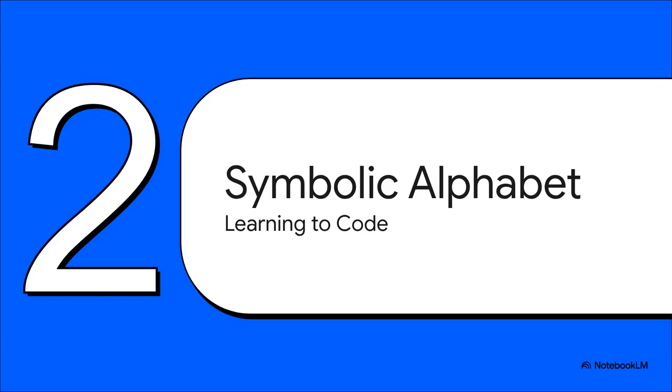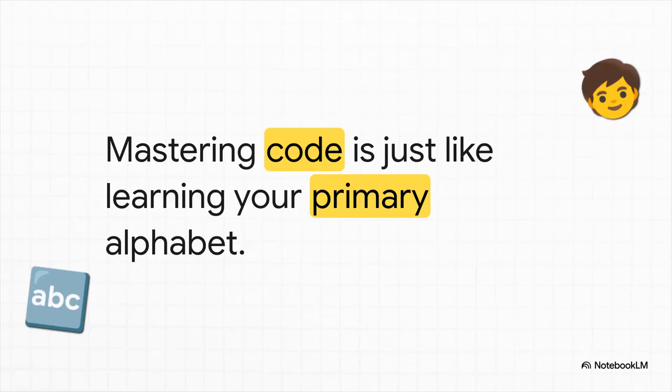Which brings us right to our next section, a new symbolic alphabet. You know, people so often think of programming as this incredibly intimidating, math-heavy endeavor that's reserved only for certified geniuses. But what if we reframe that? Think of mastering code as simply learning your primary alphabet all over again. Just as arbitrary squiggles on a page represent sounds that chain together to form words, coding relies on the exact same foundational mechanics, just for a digital audience. We are taking a deeply complex concept and grounding it in a universally relatable human experience.